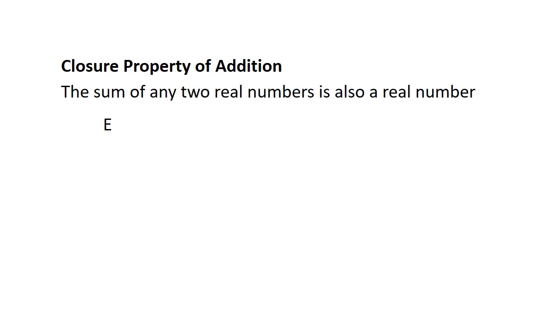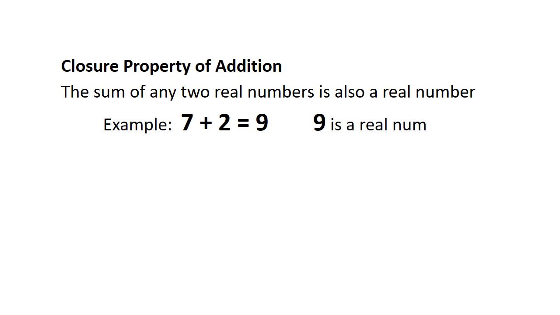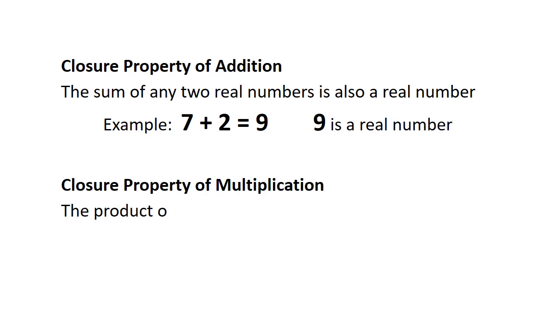Closure property of addition. If you add two real numbers, the sum is also a real number. Closure property of multiplication. If you multiply two real numbers, the product is also a real number.